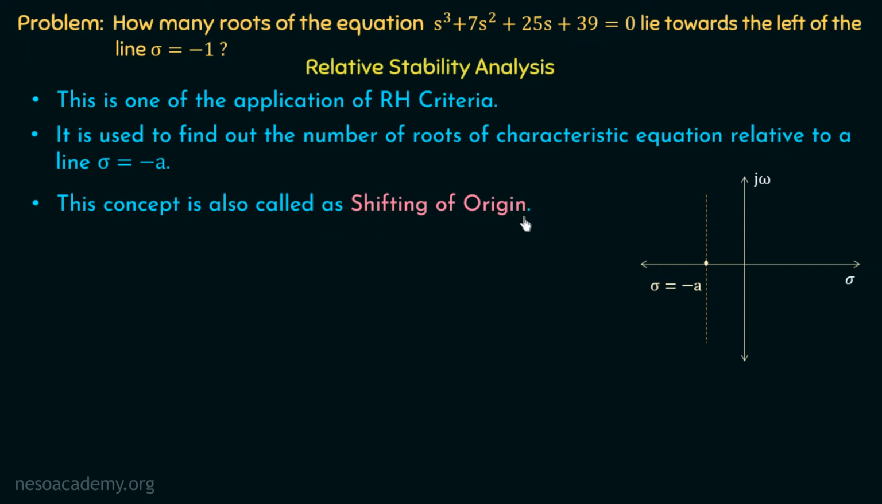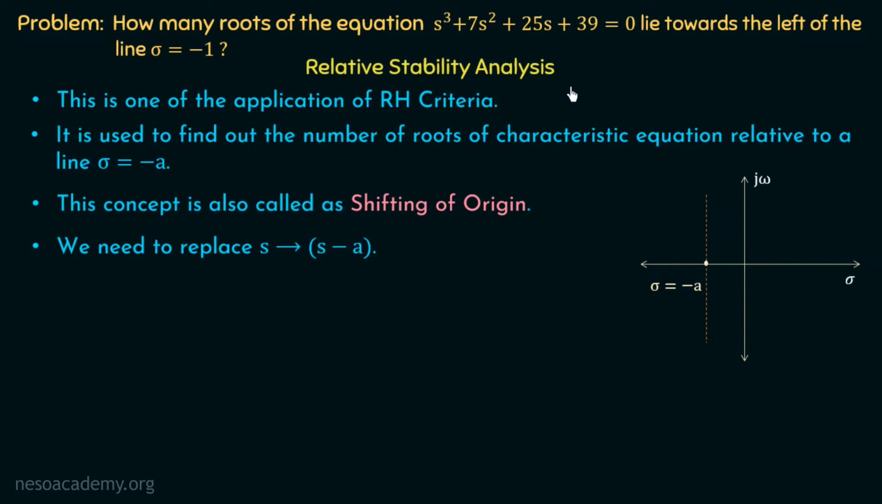So how we can do it? In order to find out the number of roots relative to a line sigma equal to -a, we need to replace s in the characteristic equation with s minus a. So if we are asked to find out the number of roots relative to sigma equal to -a, we will replace all the terms of s in the characteristic equation with s minus a. And then we will form the Routh array, and then we will move on with the same procedure of RH criteria. That is, we will form the Routh array, and then we will examine the number of sign changes in the first column of Routh's array. So I hope you understood the concept of shifting of origin or relative stability analysis. Let us now apply this concept in order to solve this problem.